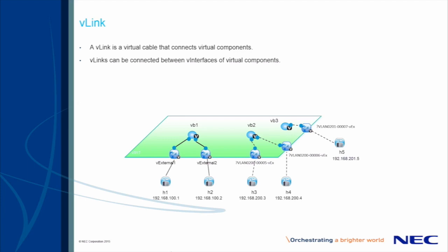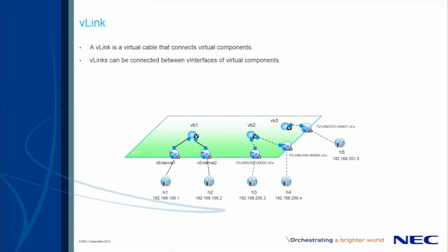vLinks interconnect vInterfaces much like a physical cable would for physical interfaces. Recall from our discussion on mapping techniques, we may automatically create vExternals using VLAN or MAC mapping of external hosts. Similarly, vInterfaces and vLinks are automatically created when using the VLAN mapping or MAC mapping technique, as indicated by the dotted lines in the diagram.